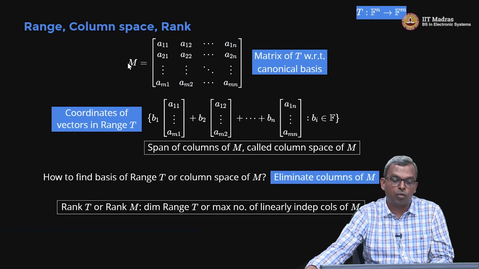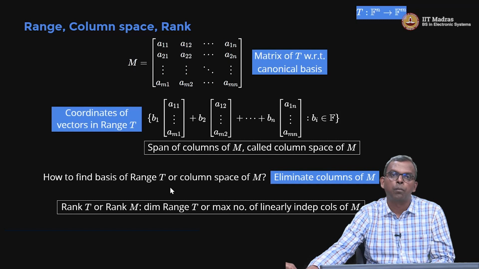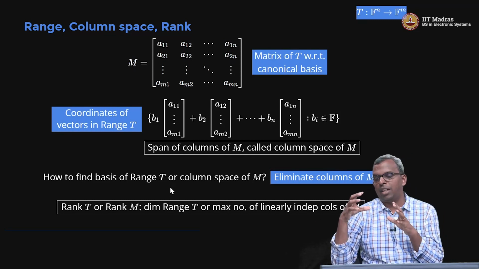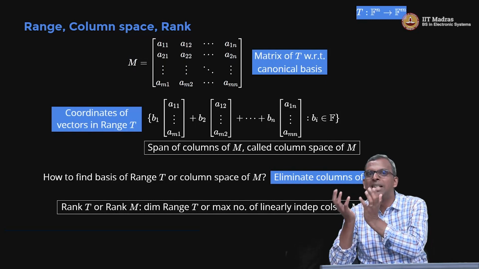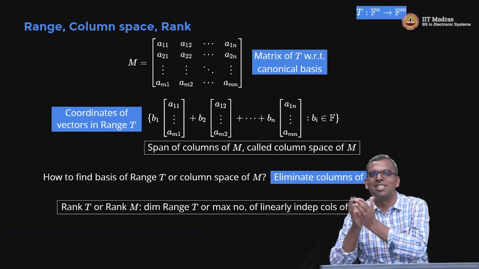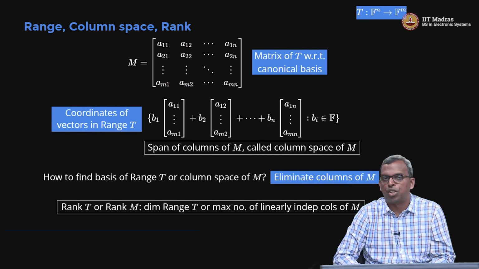Okay. The rank of the matrix or the rank of the linear transformation is nothing but the dimension of the range of T. So, it gives you a certain idea, right? The range of T is all the values you get as the output. How big is it in some sense, right? How many dimensions does it have? That gives you the definition of rank.